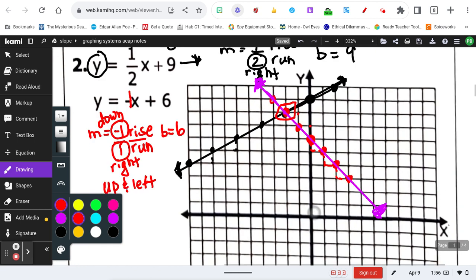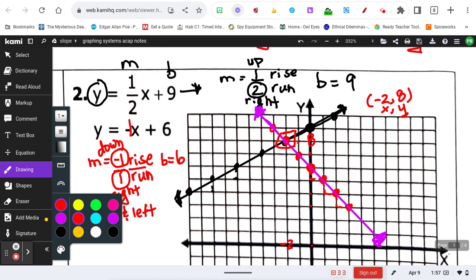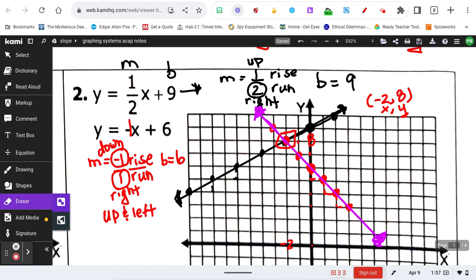So that's 0 in the middle. So this is an x of -2. And the y is up 1, 2, 3, 4, 5, 6, 7, and 8. So the point that makes the left side of the equation equal to the right in both equations is -2, 8.